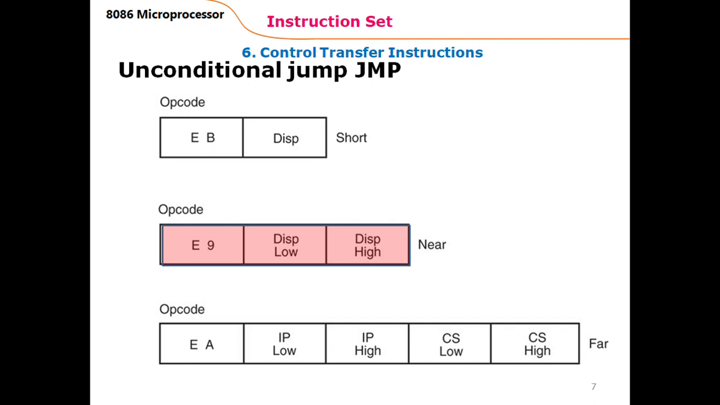A near jump is a 3-byte jump, with E9 as the operation code of the near jump. This opcode is followed by a 2-byte signed displacement, where the low byte, or the least significant byte, is on the left-hand side, and the high byte, or the most significant byte, of this displacement is on the right side.